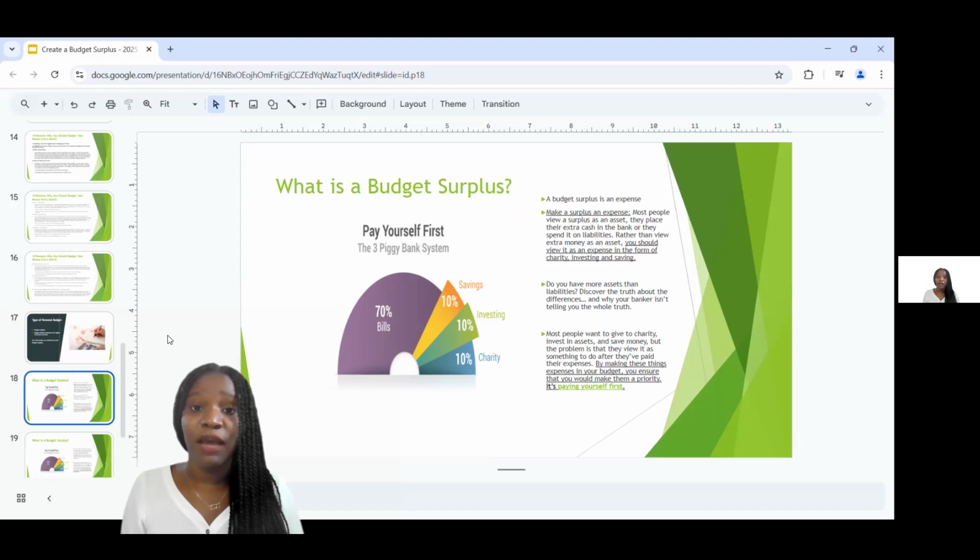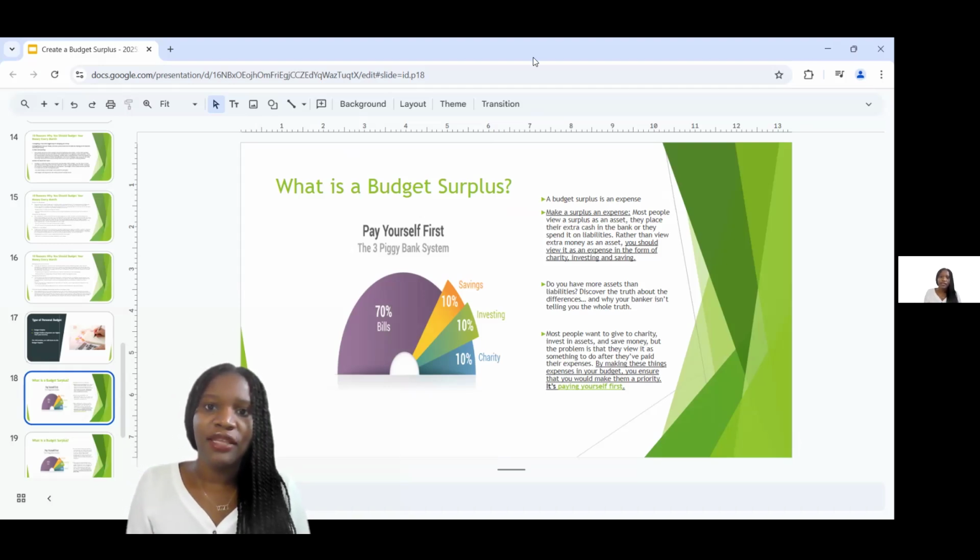I will do other videos about the budget surplus, and let me know what you think about it. Are you going to start doing it now? Did you know about it already? What do you know about the surplus? And did creating a budget surplus help you already? Any questions, let me know in the comments.